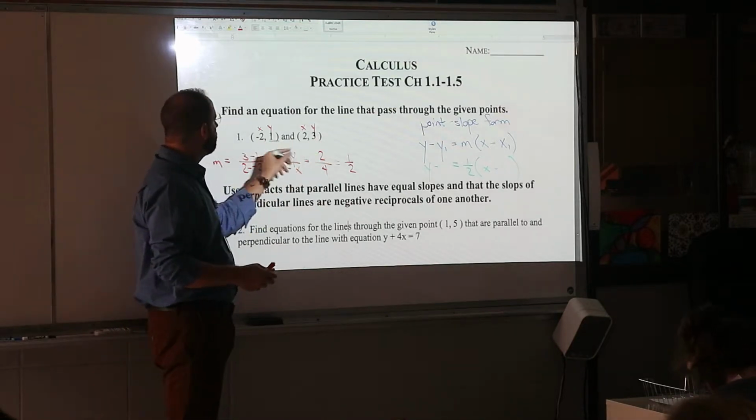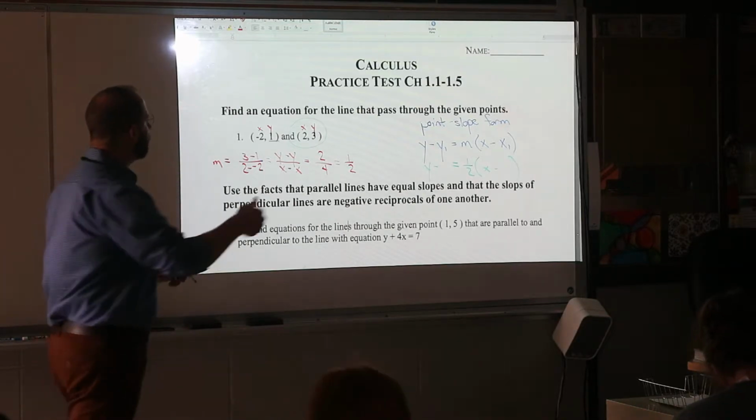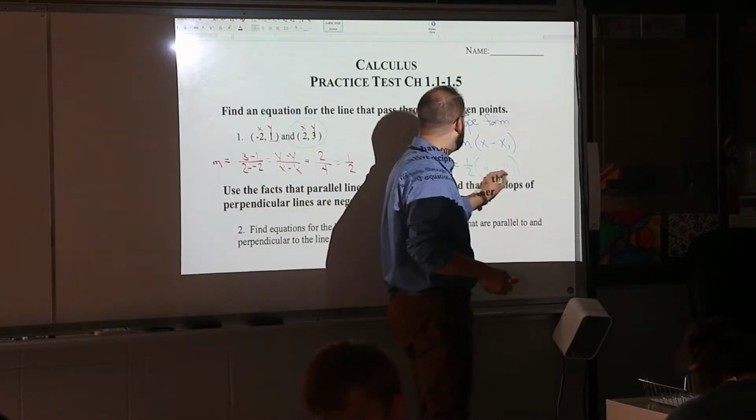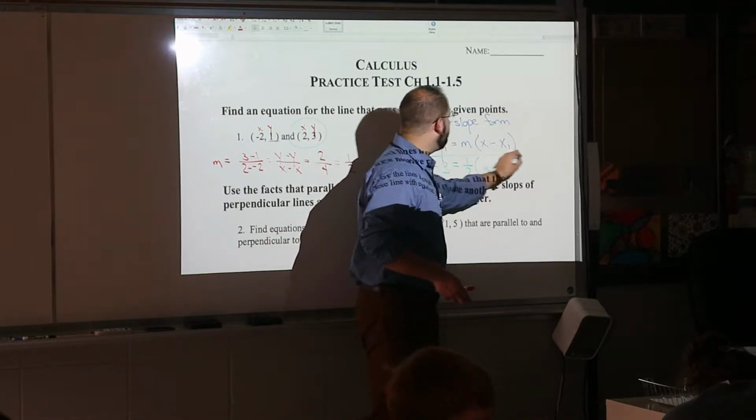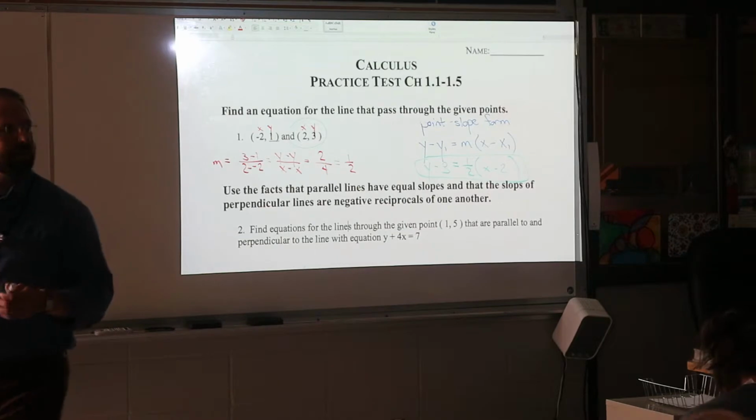Which one do you guys want to use? 2, 3. Okay. Probably the easy one to use, so I'm going to pick that one. The x goes in with the x number, so x minus the 2, y minus the 3. If you pick the other one, you're fine. You do not need to rearrange to another form, but that's point slope form.